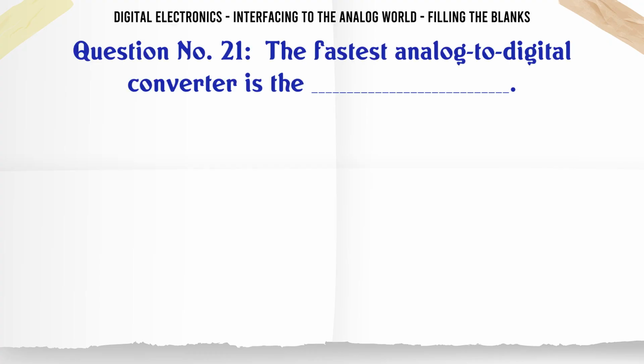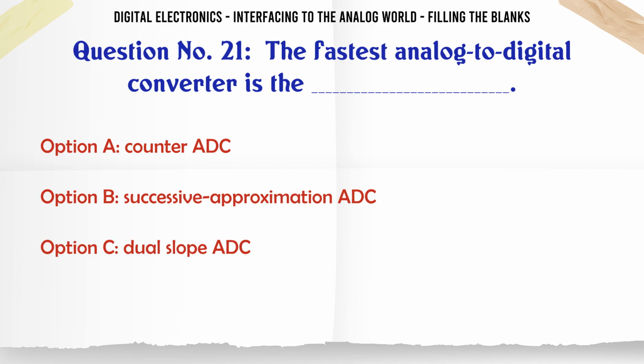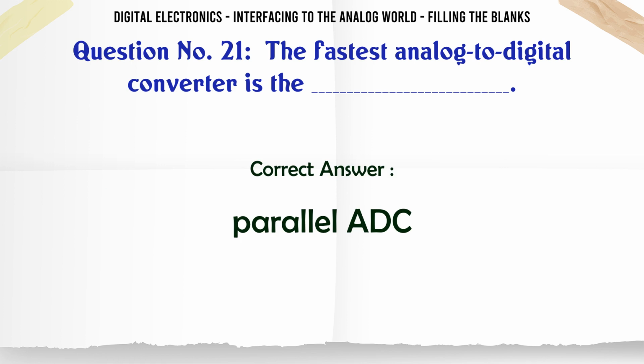The fastest analog to digital converter is the: A. counter ADC, B. successive approximation ADC, C. dual slope ADC, D. parallel ADC. The correct answer is parallel ADC.